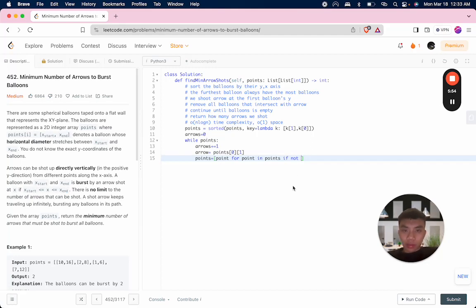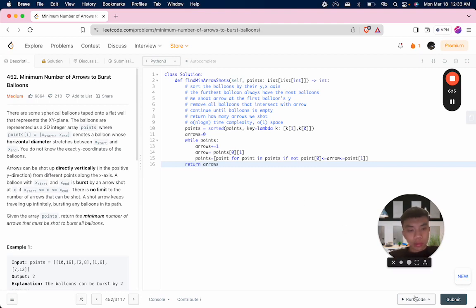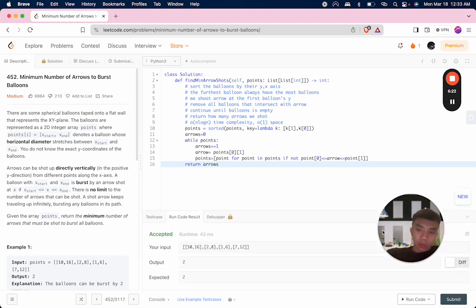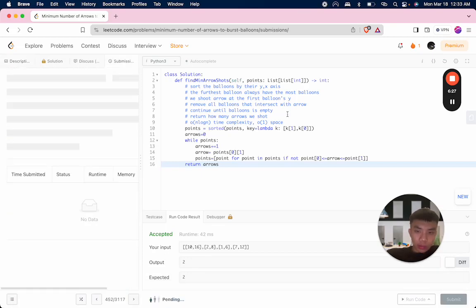x_start, which is point x, arrow, point y, like that. And return arrows. I believe that's it.